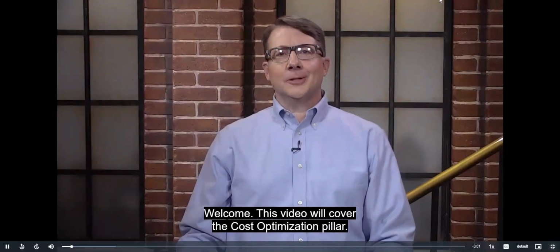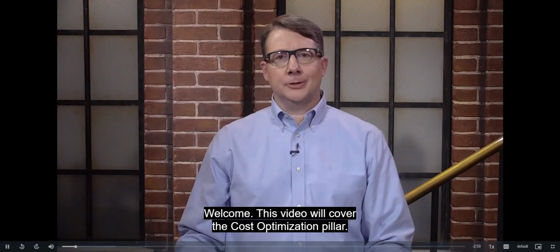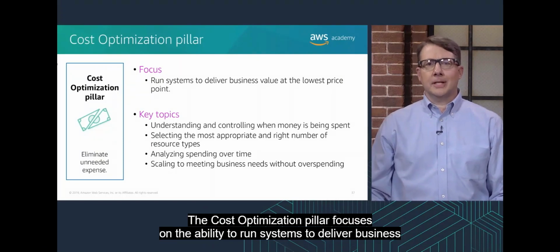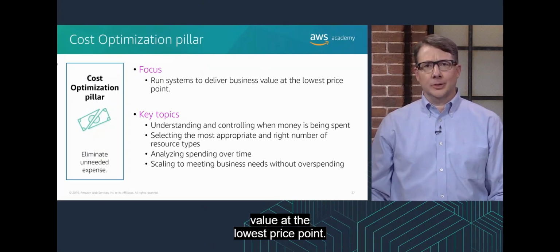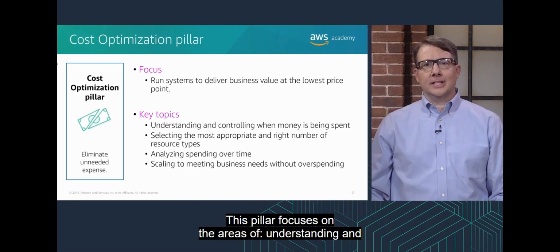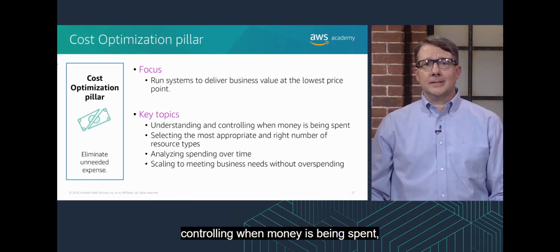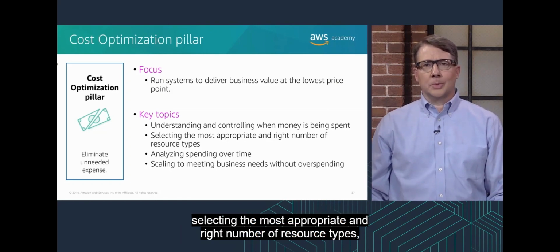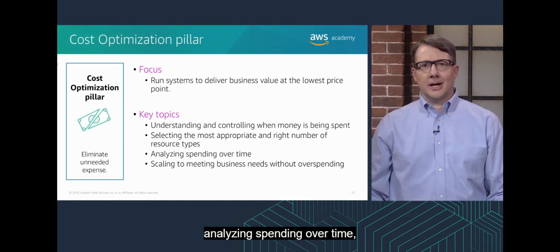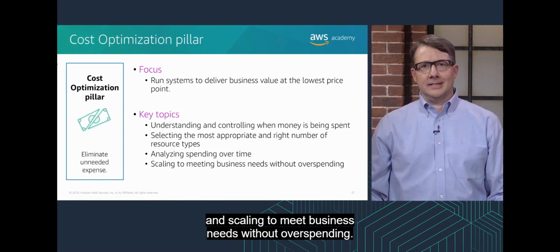Welcome. This video will cover the Cost Optimization Pillar. The Cost Optimization Pillar focuses on the ability to run systems to deliver business value at the lowest price point. This pillar focuses on the areas of understanding and controlling when money is being spent, selecting the most appropriate and right number of resource types, analyzing spending over time, and scaling to meet business needs without overspending.